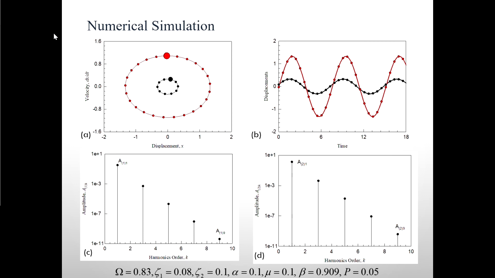The trajectory of the first resonance peak is presented in figure A for omega equals 0.83, with initial conditions computed by the analytical solutions. It can be seen that the numerical solution matches the analytical solution well. Figure B presents the displacement time history plot for M1 and M2. The periodic motions of M1 and M2 at the first resonance peak are in phase, which resembles the first mode of the linear vibrations. The amplitude spectra a_ik, i equals 1 and 2, of M1 and M2 are presented in figures C and D.